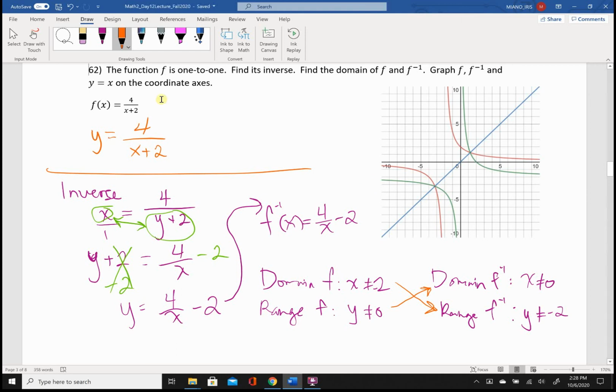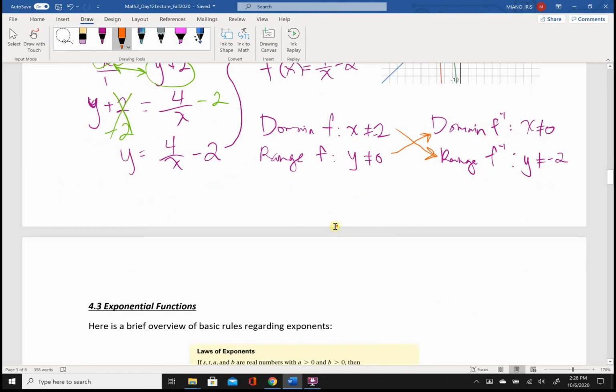And so since these are rational functions, the original function and its inverse, hopefully we have a relatively easy time graphing those based on the stuff that was presented back in the last unit. All right, cool. Moving right along.